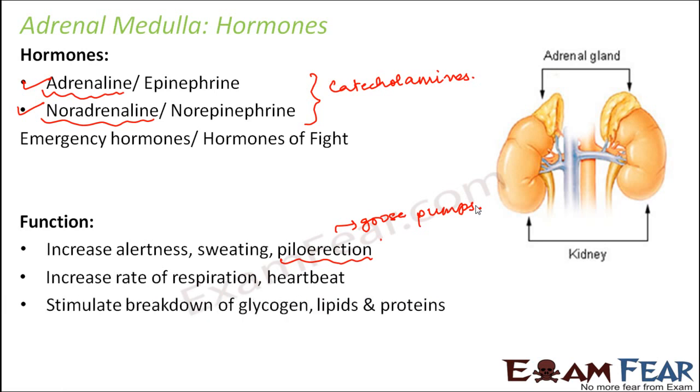Stimulate breakdown of glycogen, lipids and proteins. So breakdown of these complex substances into their simple forms. Now, it is not only one hormone which helps in this process of breakdown of complex into simple. A lot of hormones contribute to this process, and as a result of that, the process takes place.